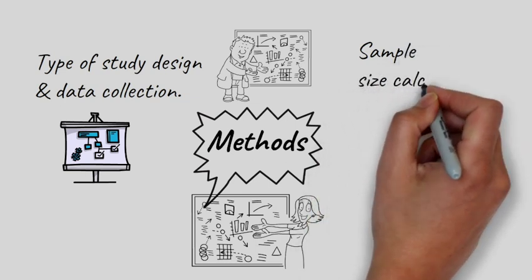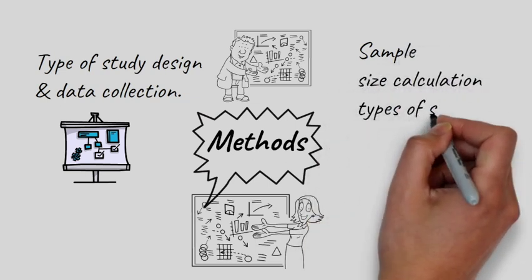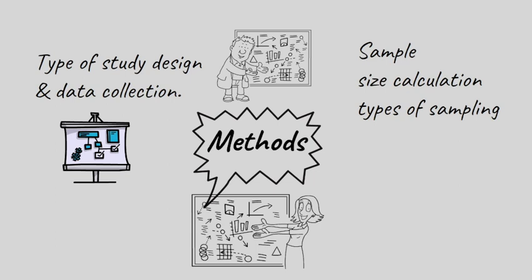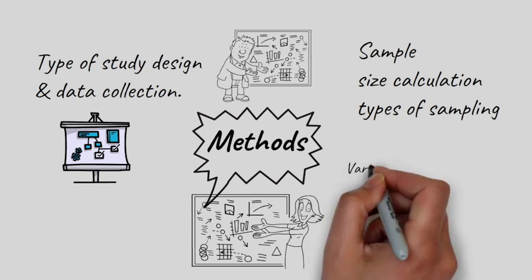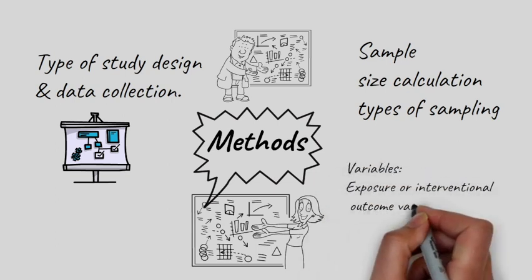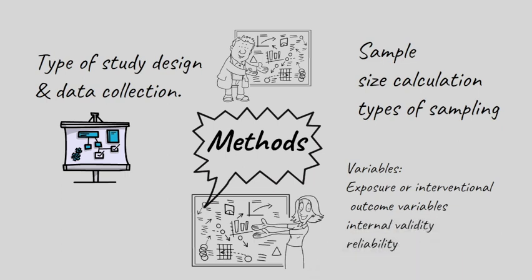Next comes the sample. Explanation of how sample size is calculated and details of sampling strategy should be given. Explore whether variables are clearly defined, particularly exposure and outcome variables, also potential confounders, effect modifiers, and predictor variables. Also, whether validity and reliability are measured or not.